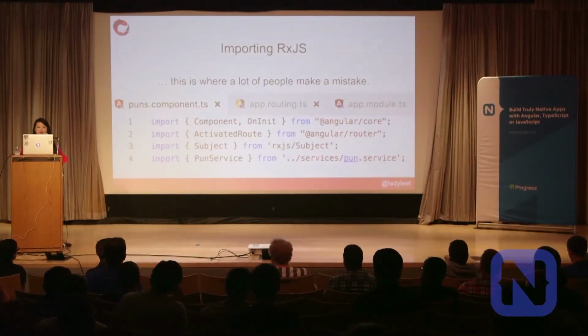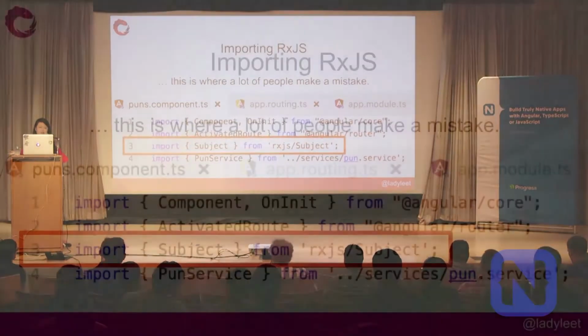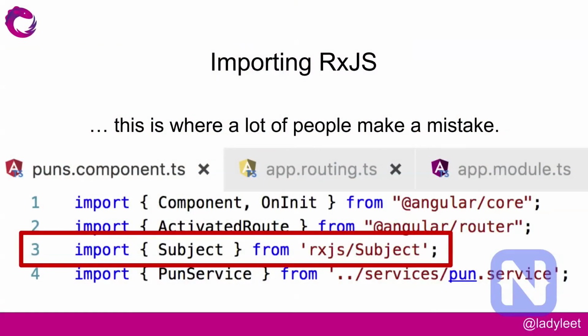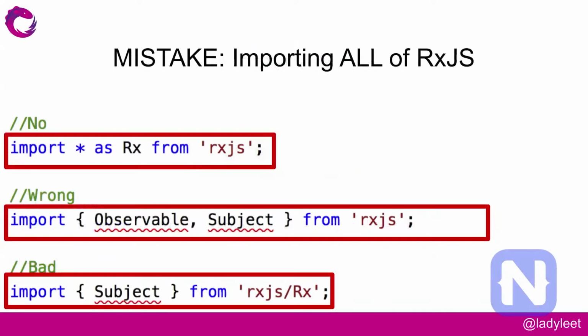Okay, so I talked about importing subject from RxJS, right? This is also where a lot of people make mistakes. These are the ways basically you don't want to do it. You don't want to import all of Rx from RxJS. Making one line and importing multiple types from RxJS is not such a good idea, or importing all types from Rx.